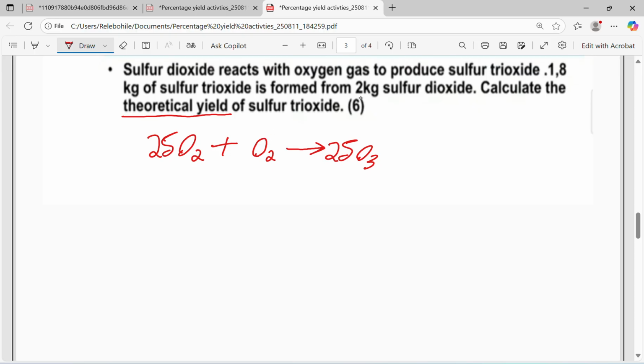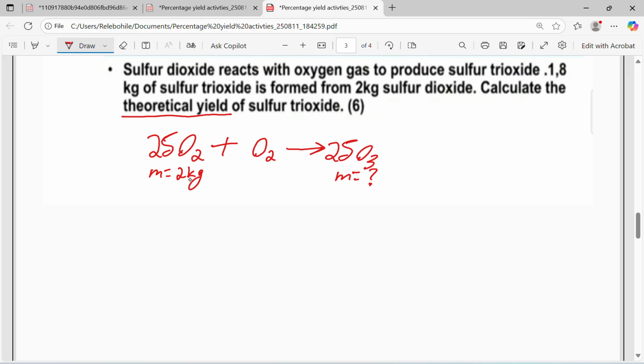How am I going to get my theoretical yield? Well, I'm given the mass of sulfur dioxide, which is 2 kg, and I'm looking for this mass. Looking for the theoretical yield is looking for the mass of sulfur trioxide. Because I want to end up having this sulfur trioxide, I need to lose this sulfur dioxide. So I'm going to use this 2 kg mass of sulfur dioxide to get my theoretical yield. But how do I do that?